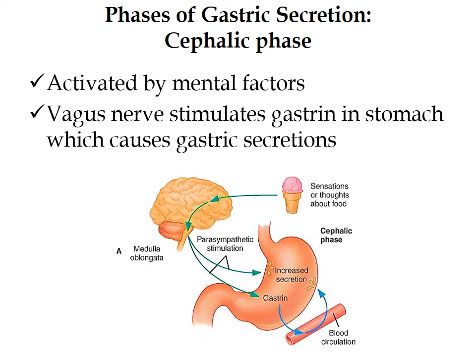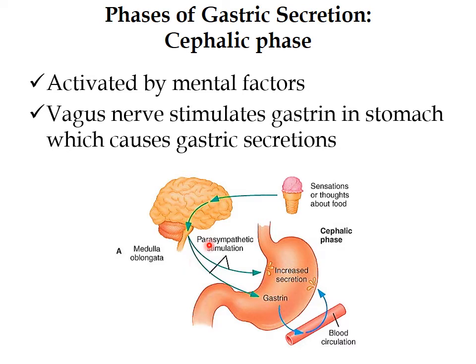Now look at this slide. In this phase, when the individual is thinking about the food, the sensation or thoughts about the food will stimulate his higher centers, and then through the vagus nerve, this parasympathetic nerve, it will stimulate the stomach mucosa, and it will secrete the gastric juice. This also causes the release of a hormone, gastrin, and gastrin can bring about the gastric juice, right? So this will be happening.